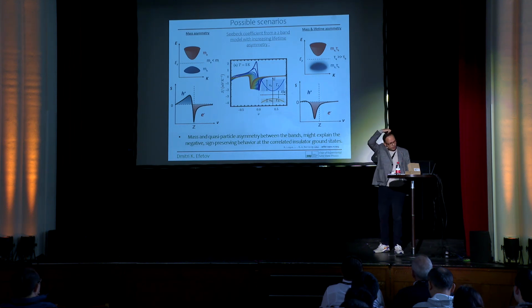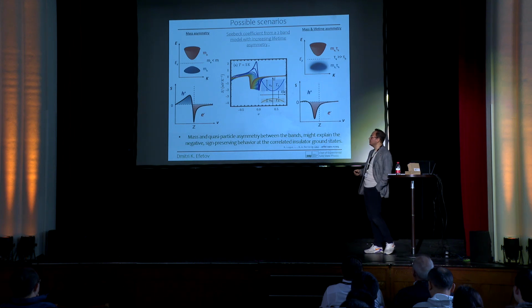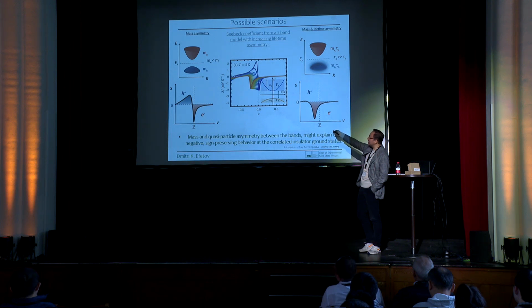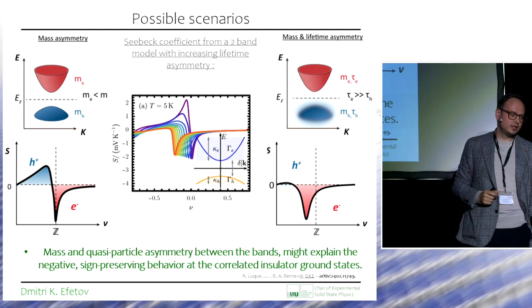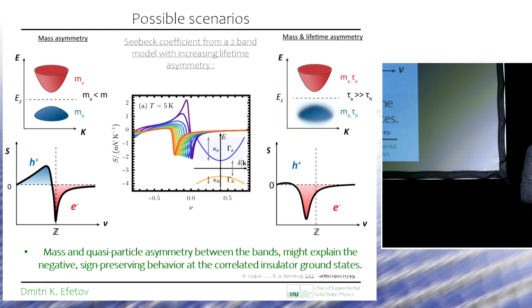And our theory colleagues, Andrei Bernevig and his group, have calculated from such a two-band model a Seebeck coefficient where, for just a fixed asymmetric mass but changing the lifetimes of the carriers, the result is a signal similar to ours, with a strong asymmetry, but also shifting the dip to the hole side of the phase transition.